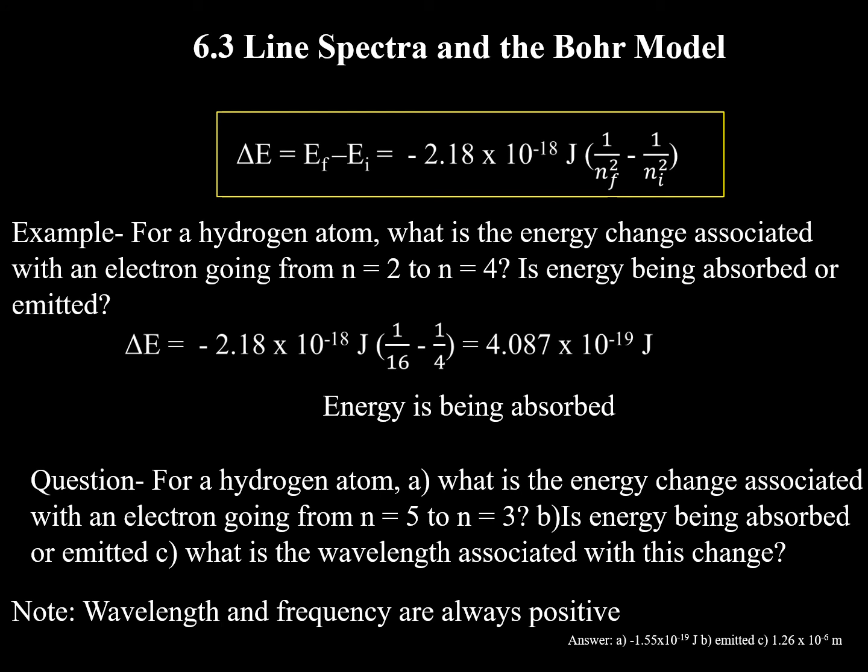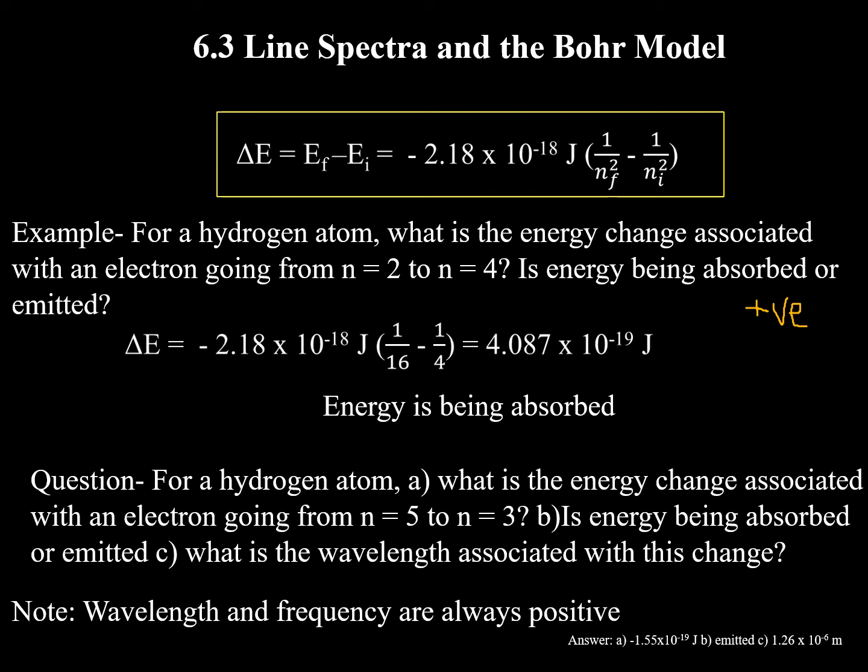So let's put this equation to practice. For a hydrogen atom, what is the energy change associated with an electron going from n equals 2 to n equals 4? Is the energy being absorbed or emitted? Well, without doing any math, if it goes from a lower to a higher level, we just said you need to absorb energy for that to occur. So delta E should be positive, and hopefully when we do the math, we get a positive answer.